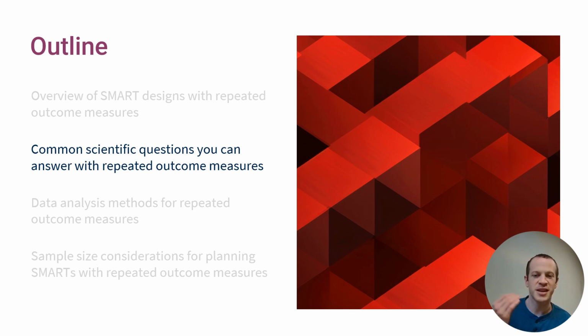All right, hopefully you at least had an idea or two about different things you might look into. Now we're going to talk about some of the scientific questions that you can answer with repeated outcome measures. And perhaps one of the ideas that you had will be related to one of the questions that we talk about here.